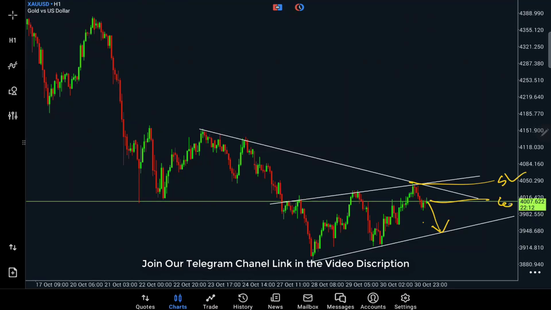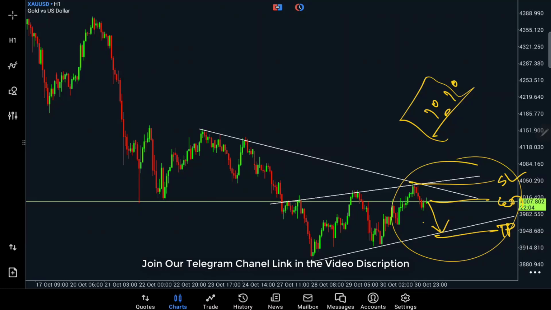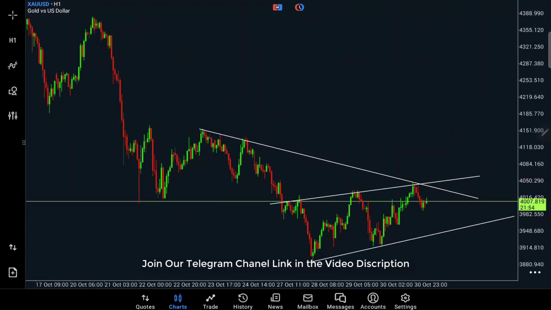So if your entry is here, TP is here. Okay, so there can be a 1:1 risk reward ratio. As per we are tracking a 1:3 risk reward ratio, we don't want to take this entry. SL will be much bigger than usual, so we have to avoid that for now.